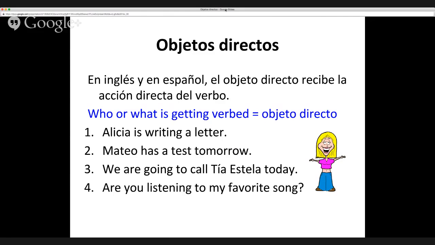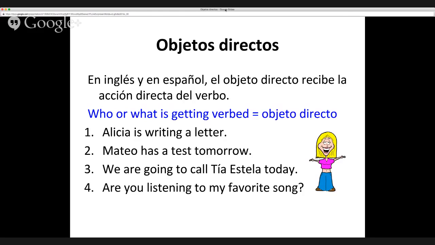Dos, Mateo has a test tomorrow. Who or what is getting verbed? In other words, who or what is getting had? Well, the test is getting had, so it's the direct object. We are going to call Tia Estela today. Who or what is getting verbed or called? Well, that's Tia Estela, so that makes her the direct object.